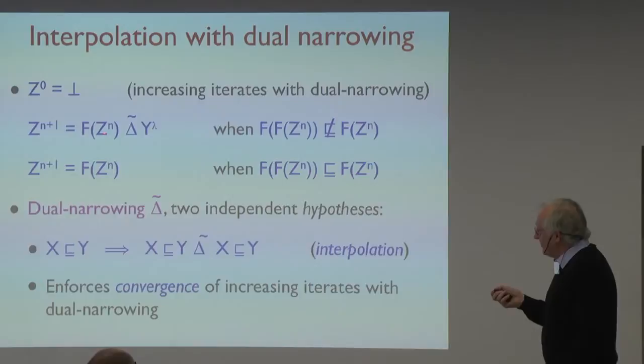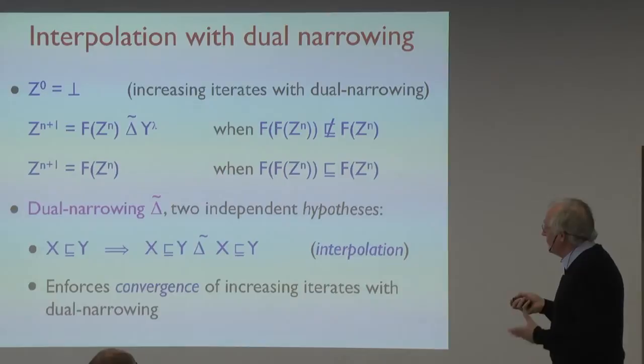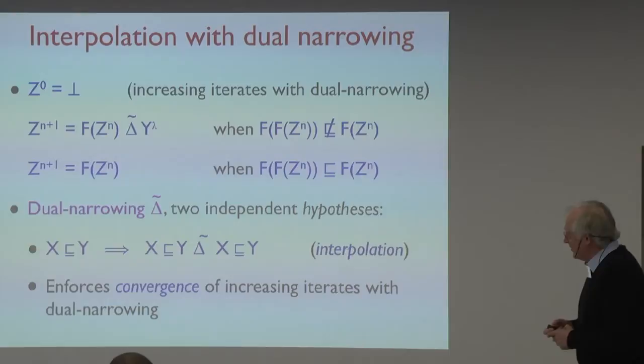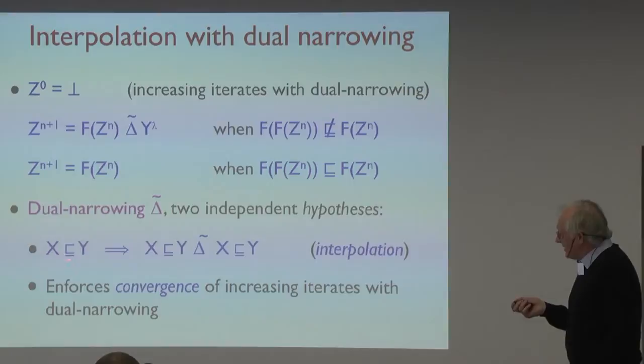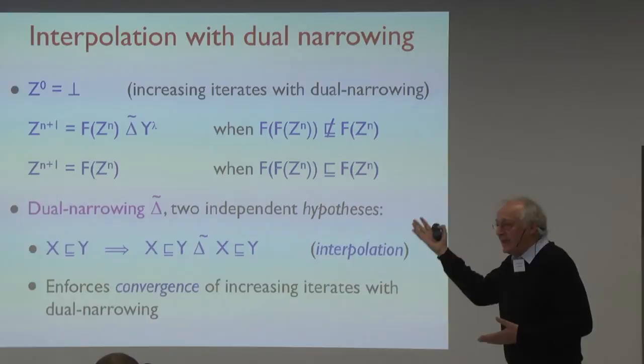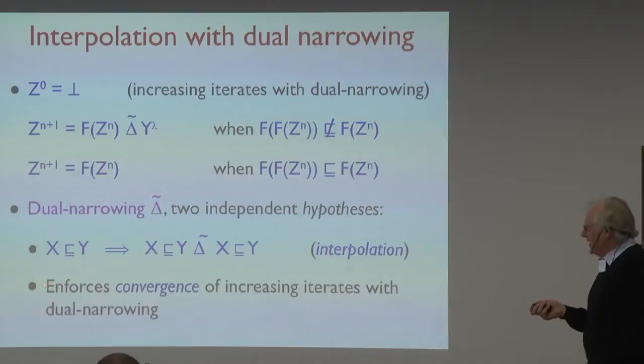I take the next iterate and I do a dual narrowing with the point I want to stay below. And I do this when I have not a post-fixed point, that is, I have not reached the zone of stability. And when I have reached the zone of stability, then I deliver the last iterate, which I know was stable. So again, the dual narrowing has two independent hypotheses. One is when the next iterate, this is a previous iterate, that is the next iterate, or that is the limit. Then I choose something in between. It's an interpolation. I don't want to be worse than what I have found before. And the second hypothesis, which is independent, is that the dual narrowing should enforce convergence of these iterates in infinitely many steps.